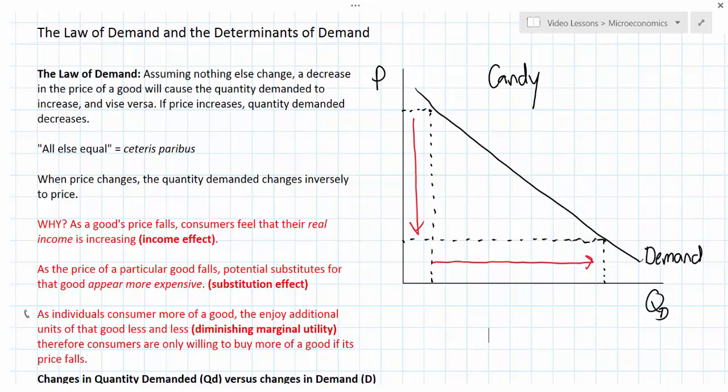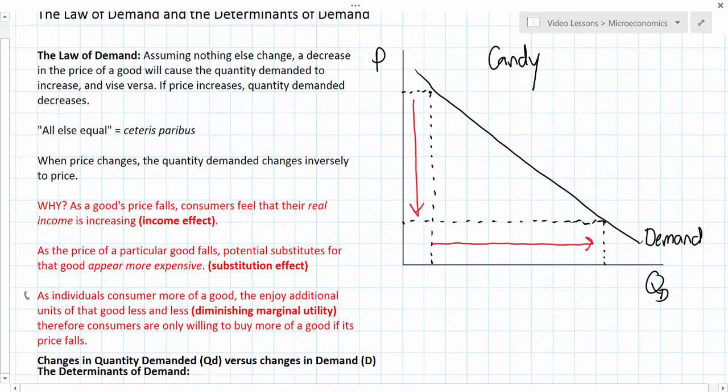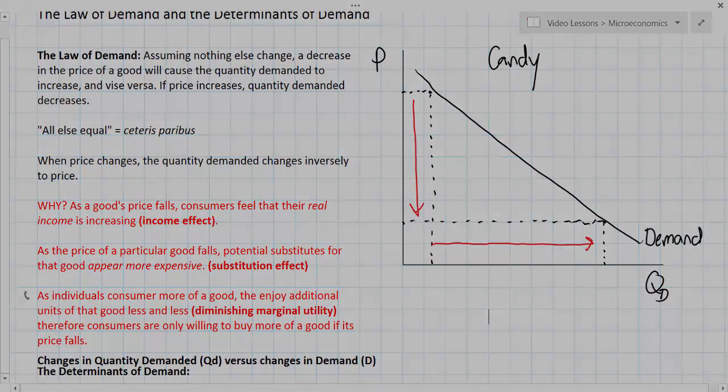In our next lesson, we're going to distinguish between a change in the quantity demanded for a good and a change in the good's demand. And we'll also outline some of the determinants of demand that can cause an entire demand curve to shift inwards or outwards. Here we go.